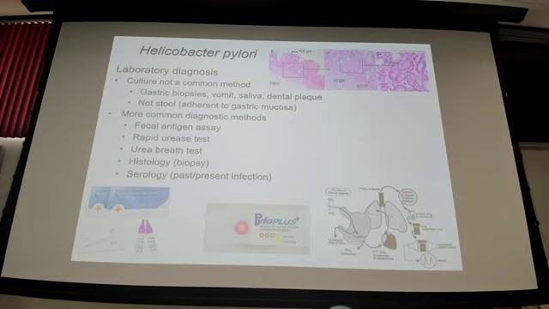And then lastly, serology. If the patient has a serious infection, they should have antibodies to it. The only problem is you won't be able to tell if it's a current infection or a past infection. You just see if they have IgG. So that might be useful more as an adjunct to confirm if you suspect they have H. pylori.